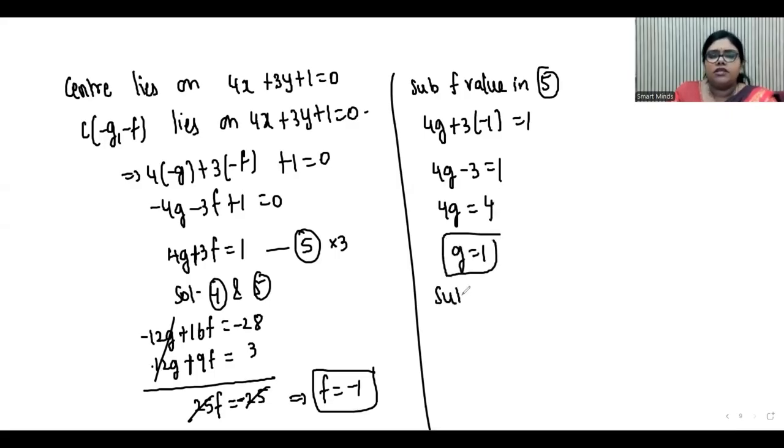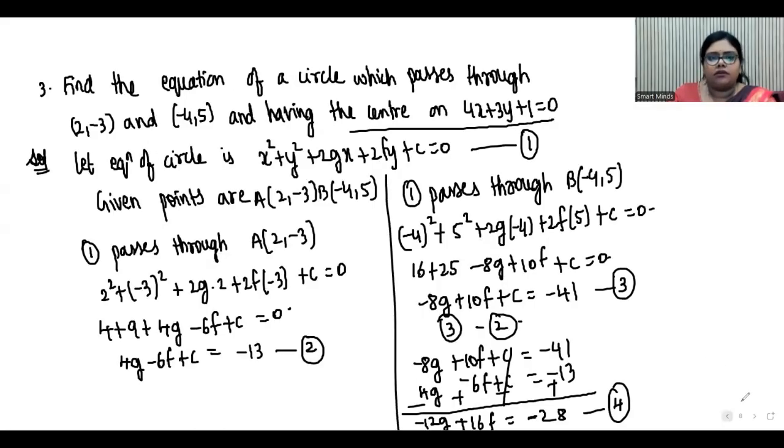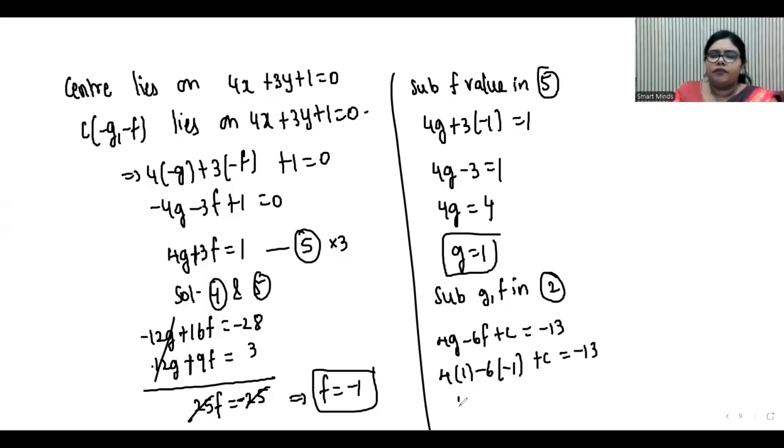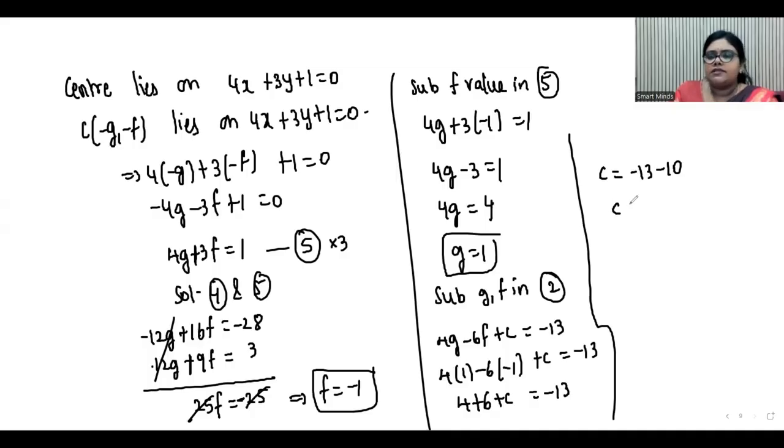Now substitute this g and f in either the second equation or the third equation. Let us substitute in the second equation. So 4g minus 6f plus c is equal to minus 13. Now 4 into 1 minus 6 into minus 1 plus c is minus 13. 4 plus 6 plus c is minus 13. So c is equal to minus 13 minus 10. C is equal to minus 23.